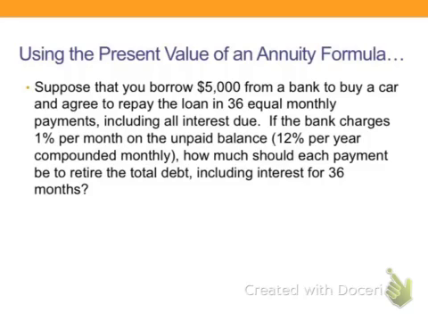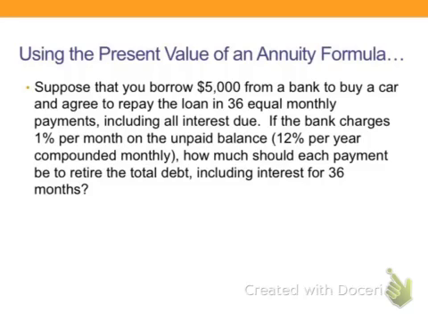So here's the situation. Suppose that you borrow $5,000 from a bank to buy a car and agree to repay the loan in 36 equal monthly payments, including all the interest due. If the bank charges 1% per month on the unpaid balance, so that's 12% per year compounded monthly, how much should each payment be to retire the total debt, including the interest, for the 36 months?